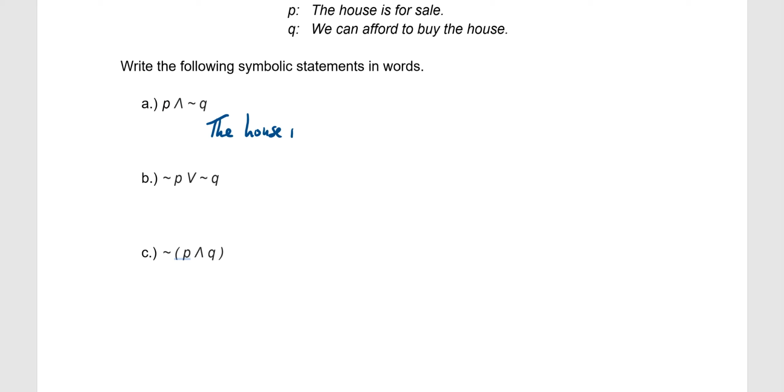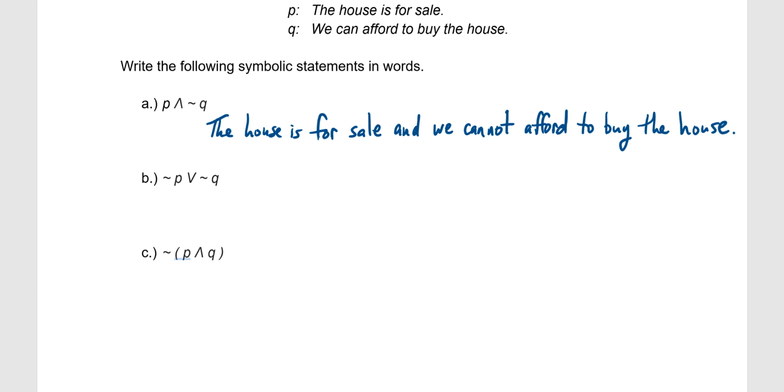The house is for sale, and then we have the conjunction symbol for and. So the house is for sale and then the negation of Q. Statement Q is we can afford to buy the house. So the negation of that is we cannot afford to buy the house.